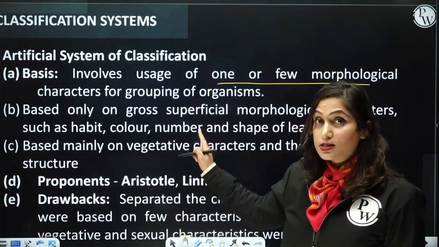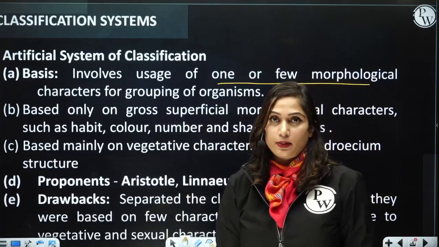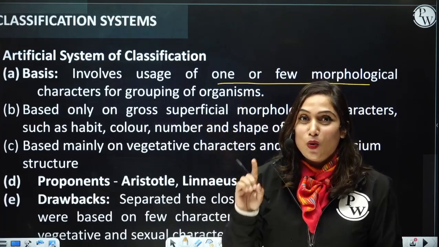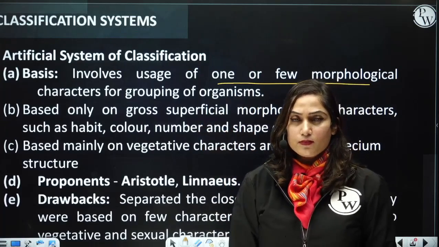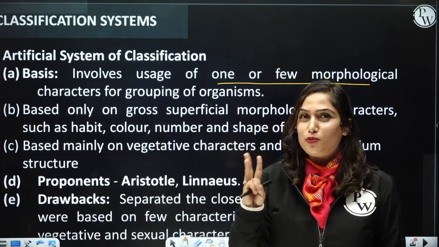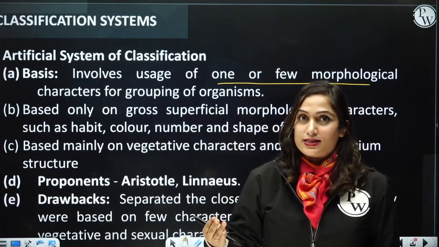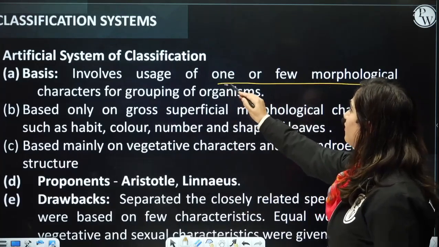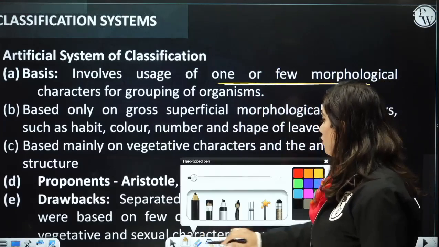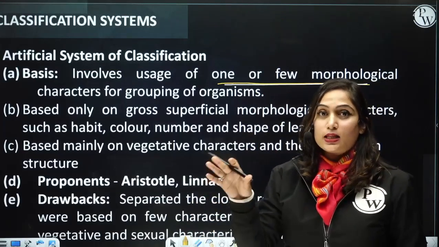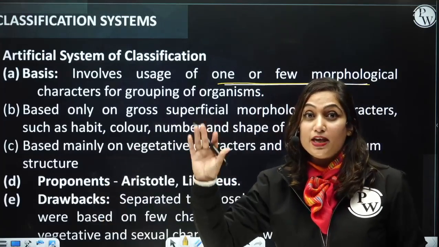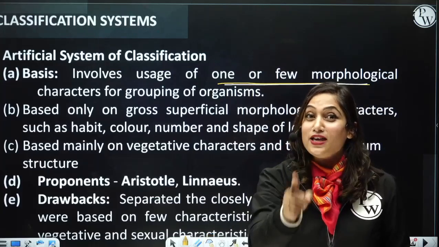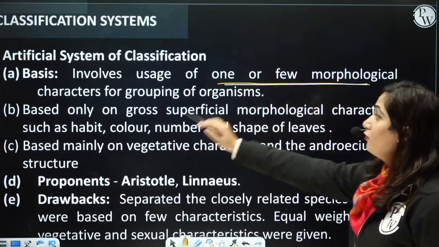The first system of classification was the artificial system. It is the most primitive or old type of classification. It is based only and only on morphology. Every topic has 2 or 3 important lines which come in the exam, and the important line of this topic is that the artificial system of classification is based on one or few morphological characters. That means the plants were divided into different groups based only on the external features, only on the morphological features. So it is based only on one or few morphological characters.